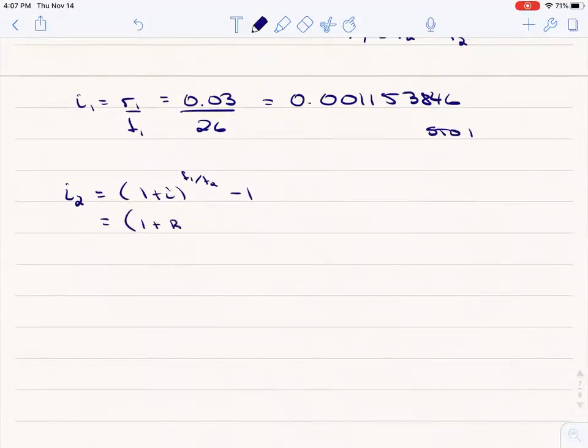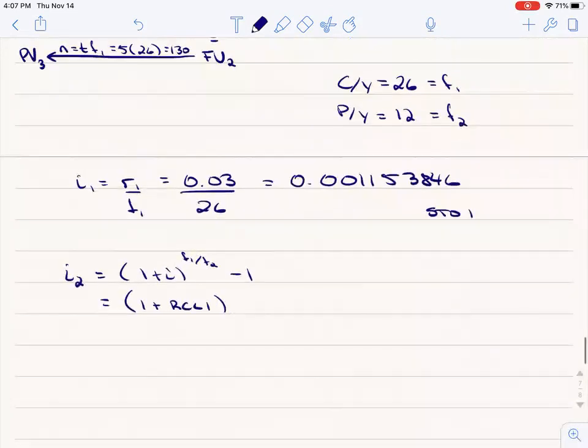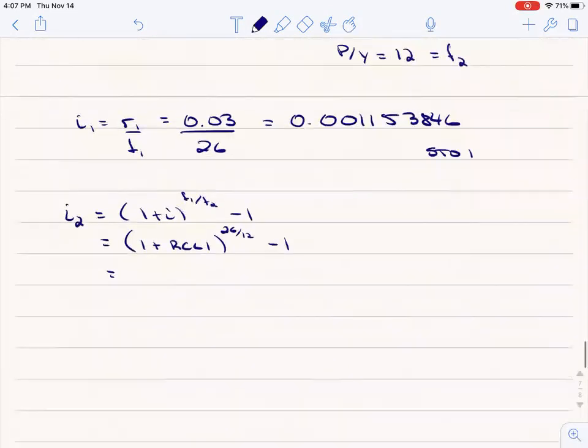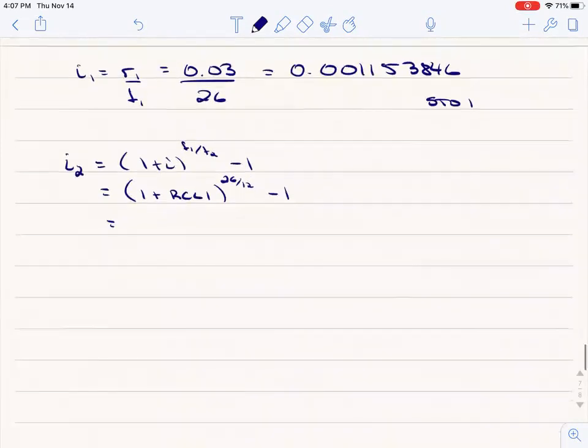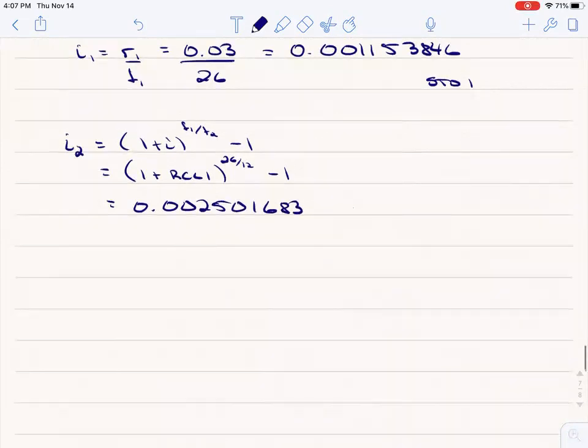1 plus, I'll cheat, recall 1, to the power of 26 over 12, then minus 1. I get 0.00250163. And I'll store that in 2, which kind of makes sense. I1, I2, store 1, store 2, solved.